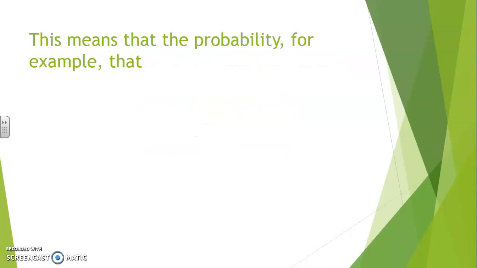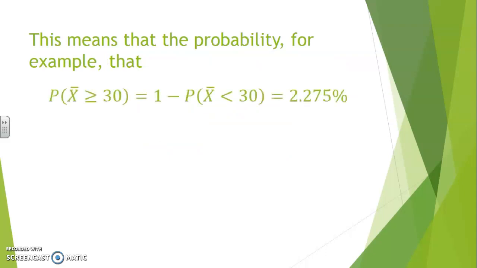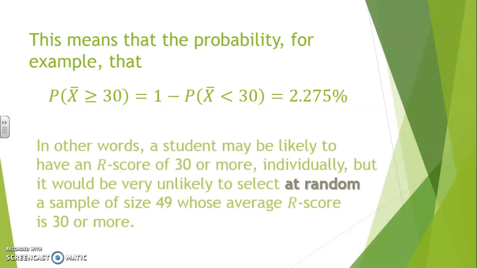In terms of probability, for example, the probability that x bar will be above 30 is 2.275%. In other words, although a student may be very likely to have an R-score of 30 or more individually, it would be quite unlikely to select at random a sample of size 49 for which the average of this sample would be 30.